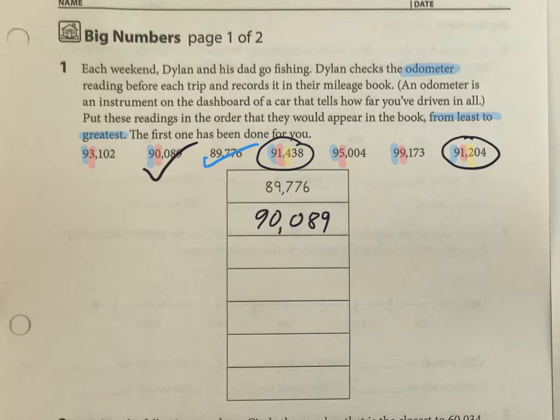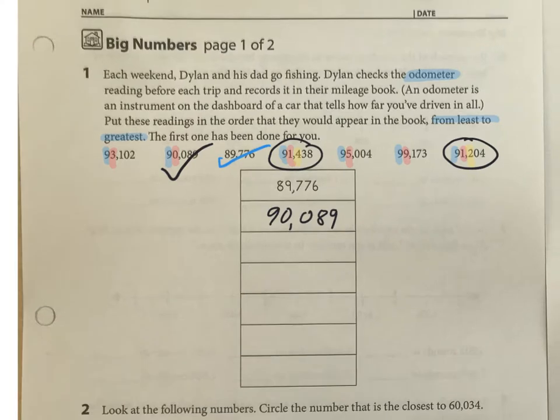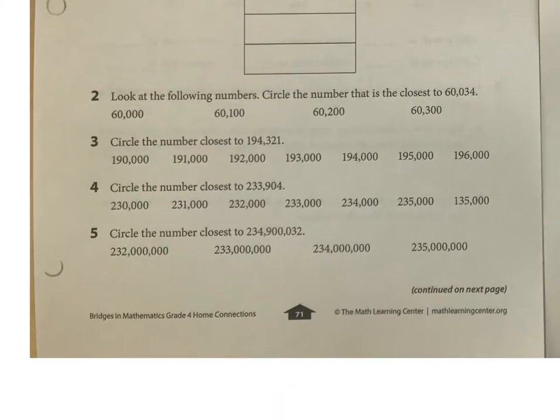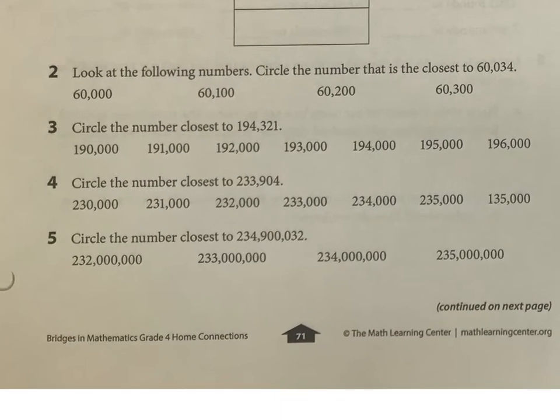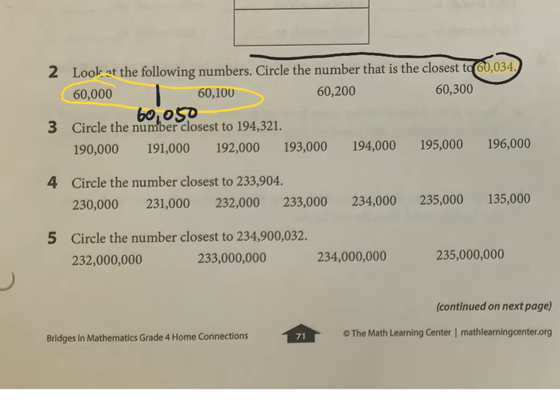And then for the rest of them, just look at the thousands place and you should be good to go. Then here we're basically looking at rounding. The first thing I would do is figure out what numbers this is between. Here's our number. It's going to be between these two, yeah? Then what number is right in the middle of those? That would be 60,050. And 60,034 would be right around there, right? So it's closer to that one.